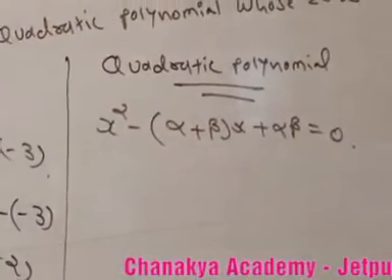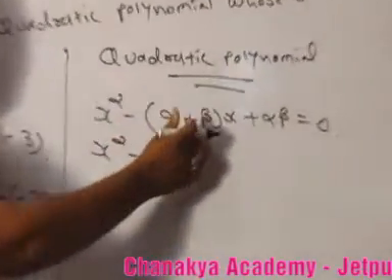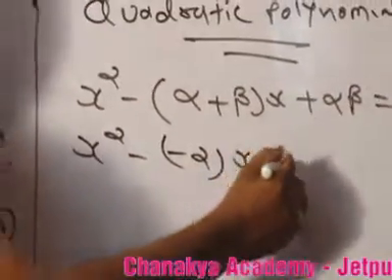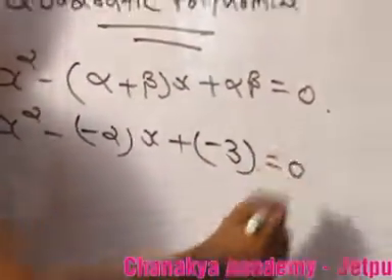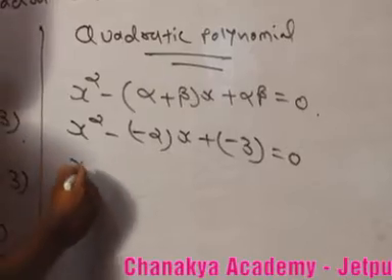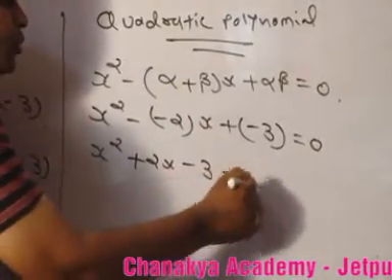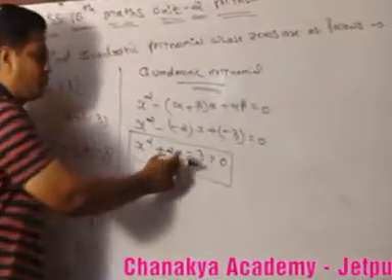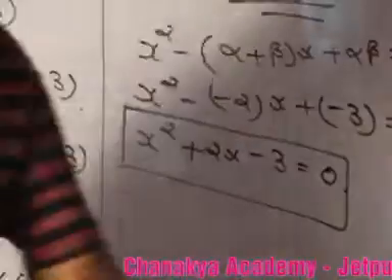Here we just substitute the values of alpha plus beta and alpha beta. X square minus (minus 2) x plus (minus 3) equals 0. The final step is conducted after removing the brackets: x square plus 2x minus 3 equals 0. Hence we have concluded with the final step, x square plus 2x minus 3 equals 0, which is our quadratic polynomial. Now I am giving a second example.